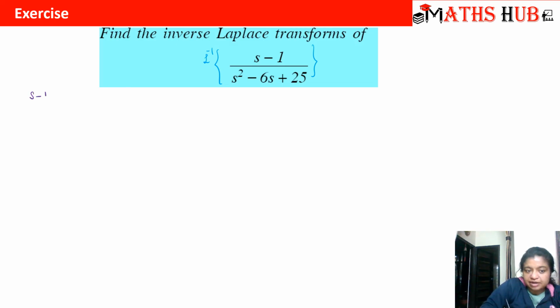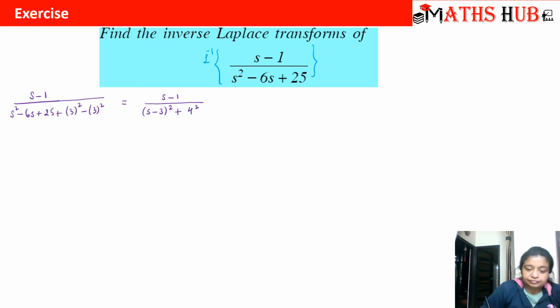We have s minus 1 upon s square minus 6s plus 25. 6 we have, so let us add half of it, that is 3 square, and let us subtract 3 square from here. So this is s minus 1 upon s square minus 6s plus 3 square. That will become s minus 3 square. 25 minus 9 is 16, so that will become 4 square.